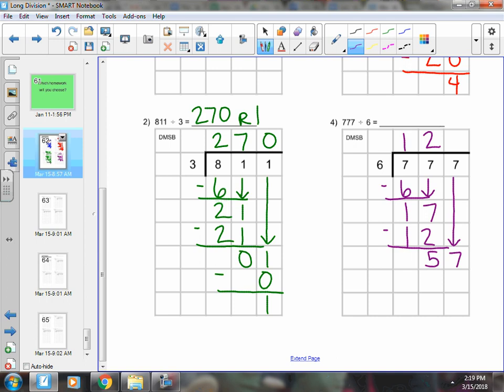Let's see, 6 times 8 is 48. 6 times 9 is 54. There it is. So 6 times 9, 54. Subtract. There's nothing to bring down. That's when you know you're done. 129. Remainder 3.